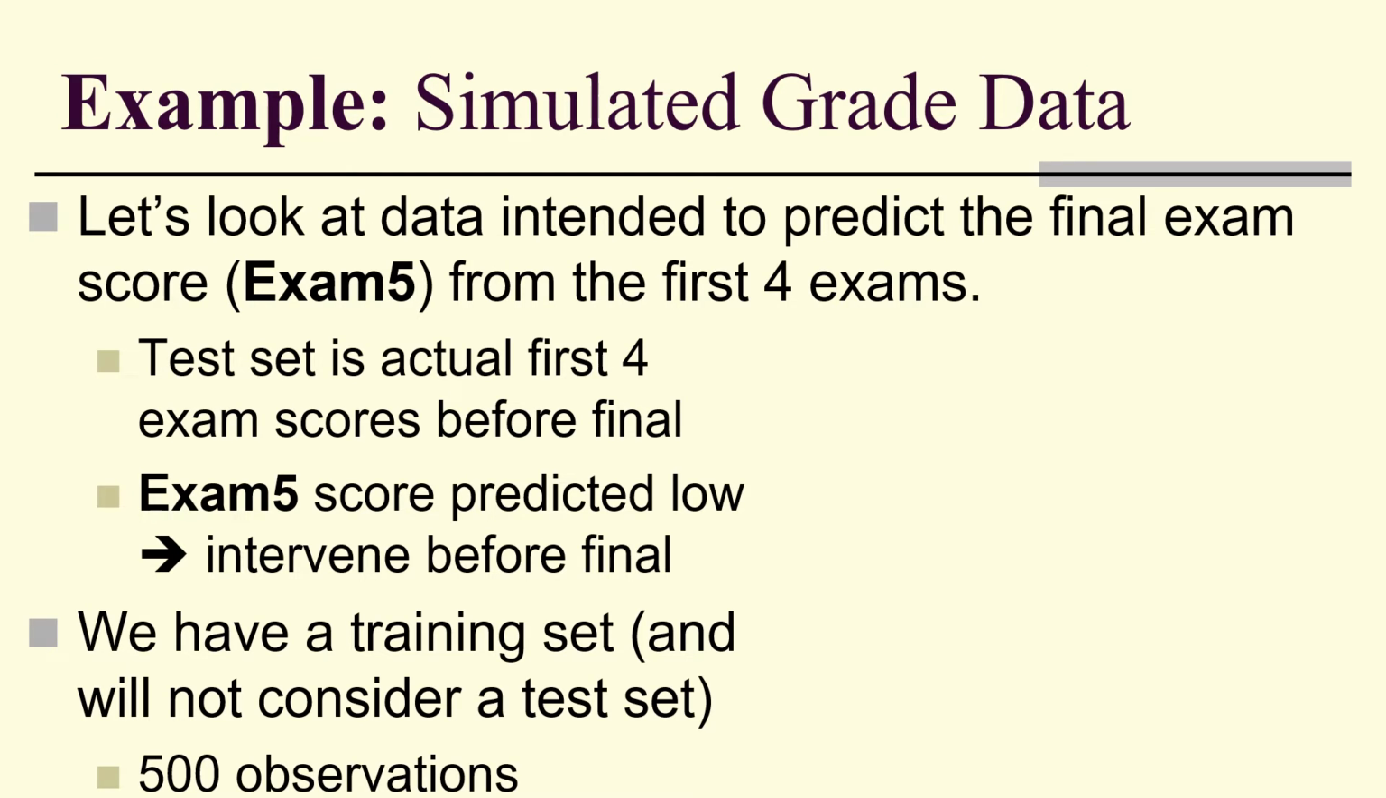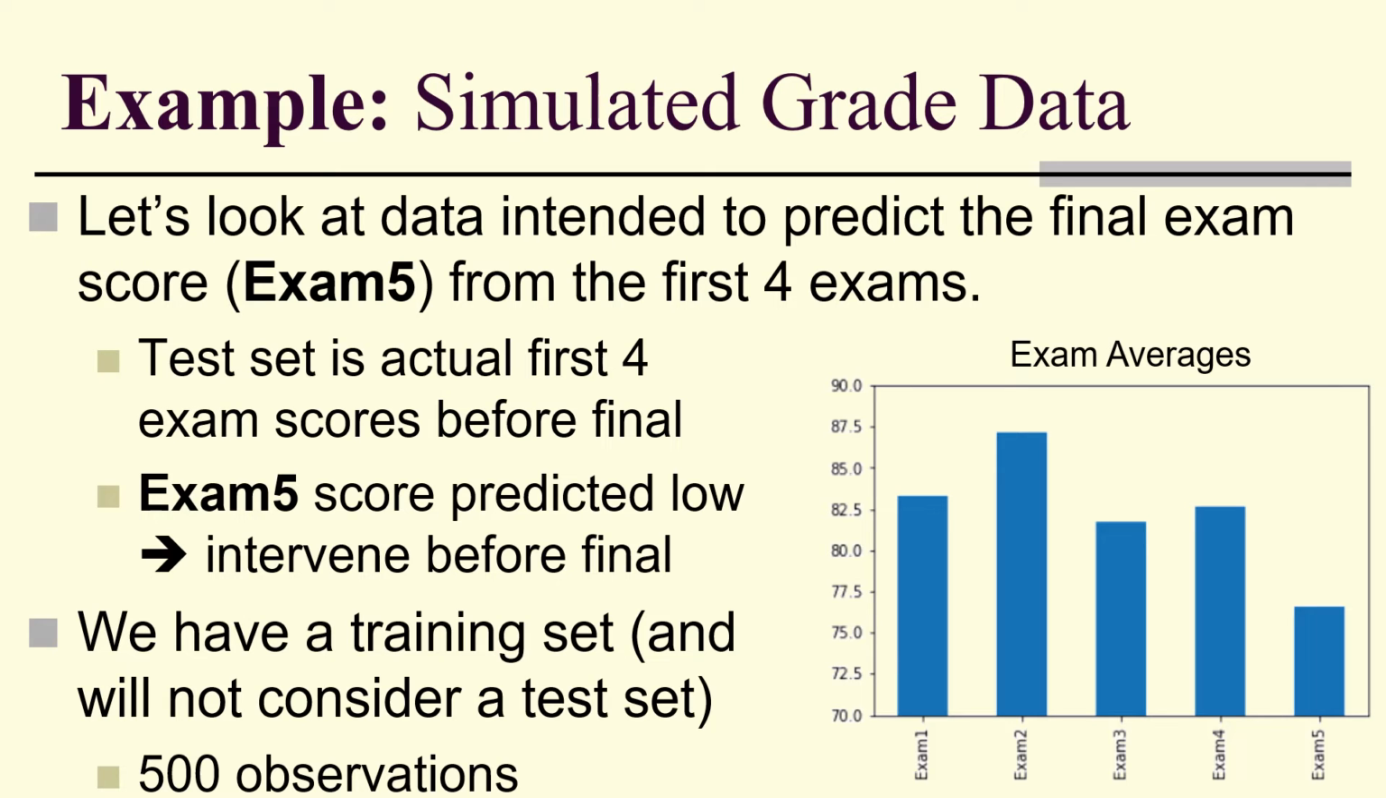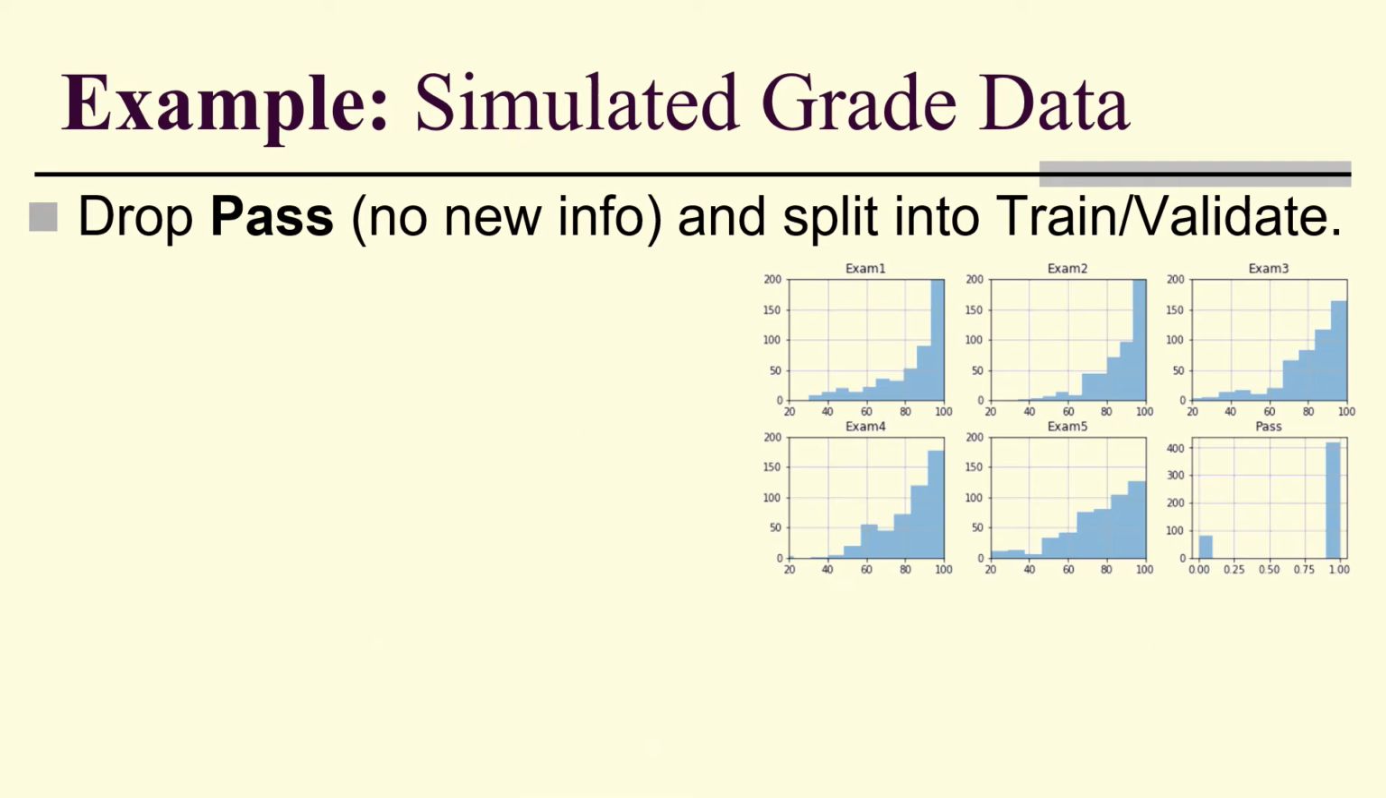We'll have 500 observations. Here are the exam averages. Notice exam 5 averages significantly lower than the others. So we're going to drop the pass variable feature because it is based on whether or not the average of the 5 exams is higher or lower than 70%.